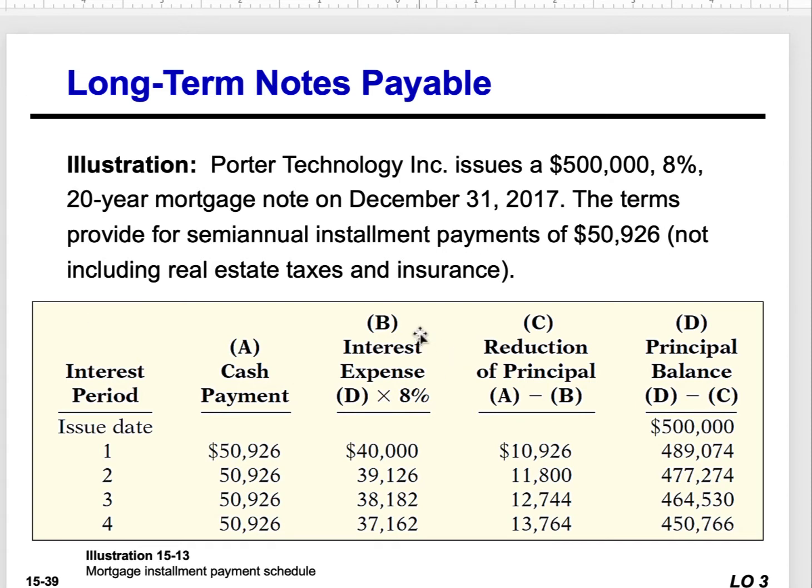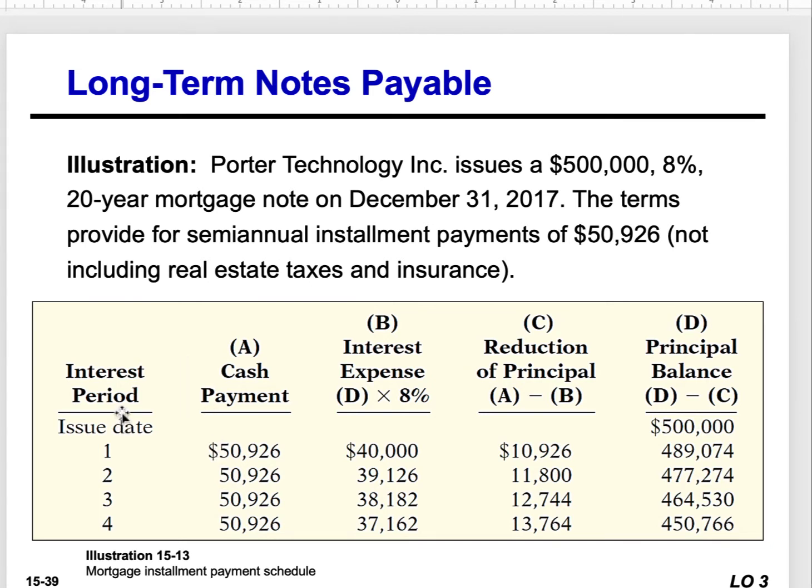Okay. So what happens, right? The cash payment that Porter Technology receives is $50,926. Porter Technology needs to break down how much of this is interest, how much of this goes towards the principal balance. Whenever we have to calculate this in a homework problem, this is a great slide to use, because it walks you through everything. If you have a problem, this is exactly how you should set it up.